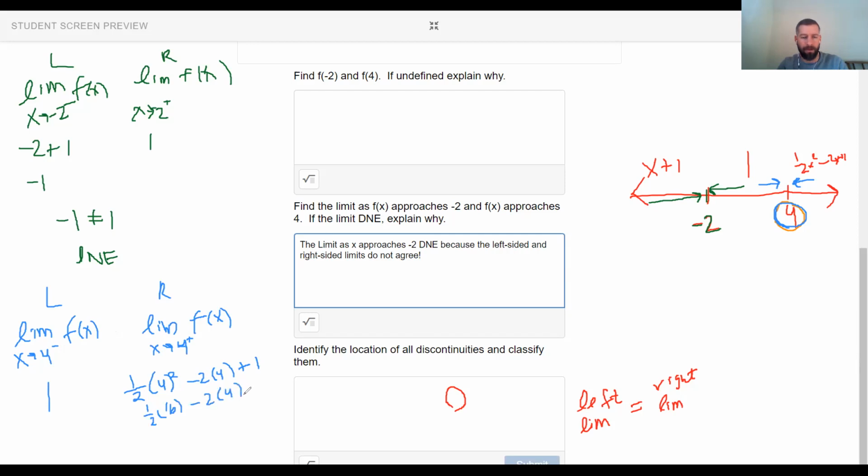And then we don't have any more exponents, so we're going to do our multiplication from left to right. 1/2 of 16 is 8. 2 times 4 is also 8. And we see that now we can just do adding and subtraction. So 8 minus 8 is 0, plus 1 is 1. So we see that we get 1 on the left and 1 on the right. So since those two things are equal, that is actually our limit.